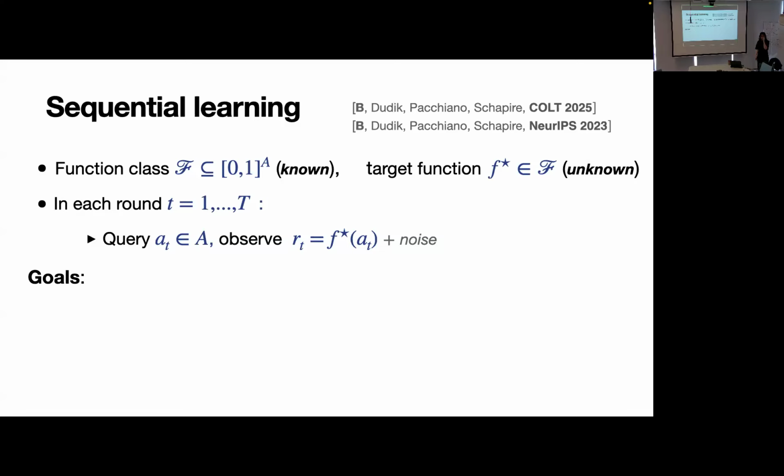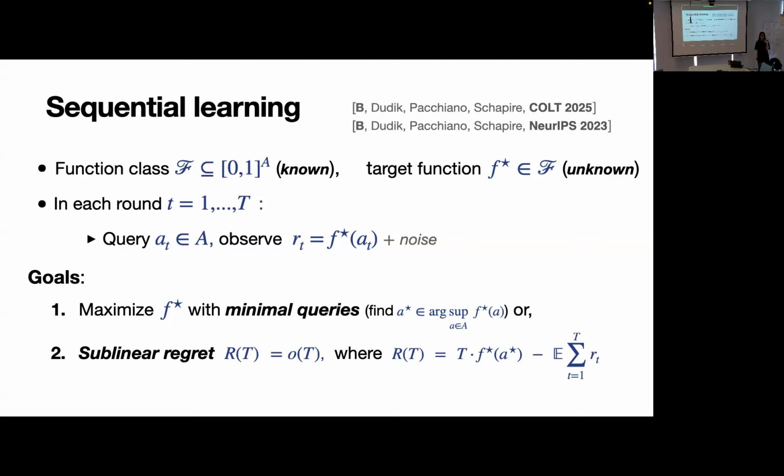We have one of two goals. The first goal would be just to get as much reward as possible, or find the slot machine with the most reward. So maximize f star with minimal queries. That's the first goal that we might care about. The other one is getting sublinear regret. Regret is the gap between the best possible reward we could have collected if we knew the best one all along, minus the expected cumulative reward we've collected along the way. Good.